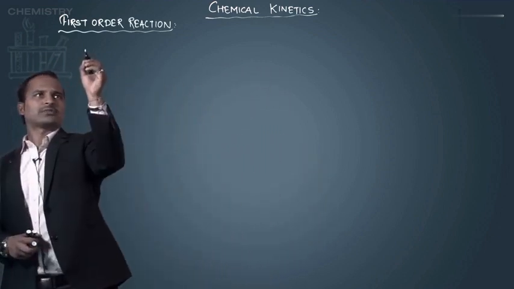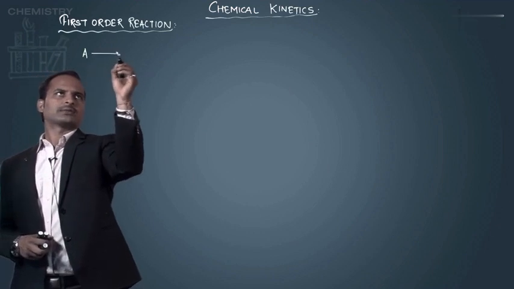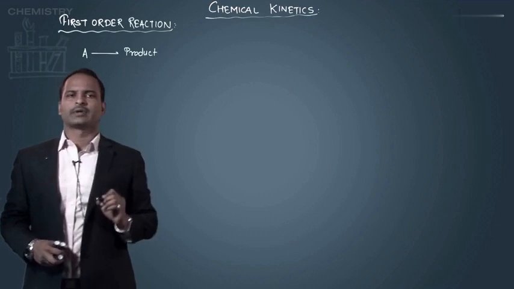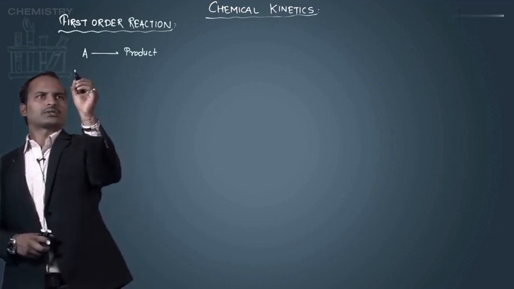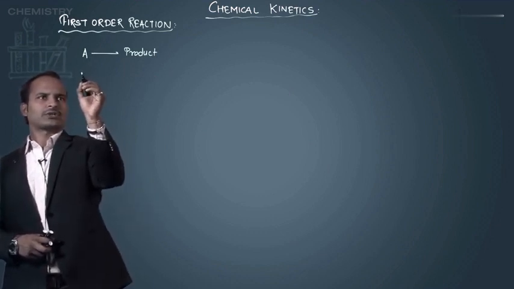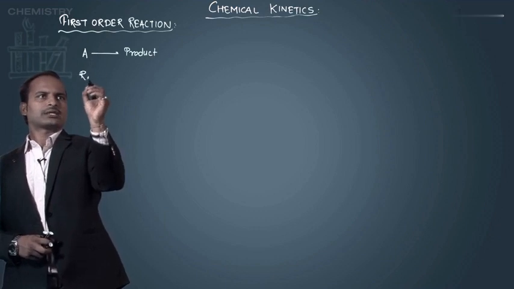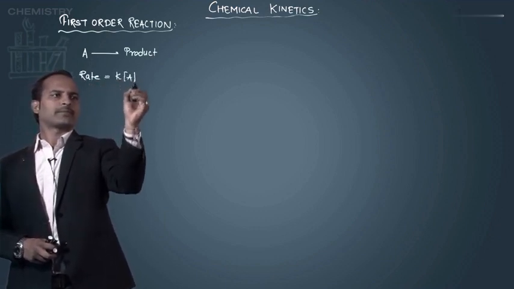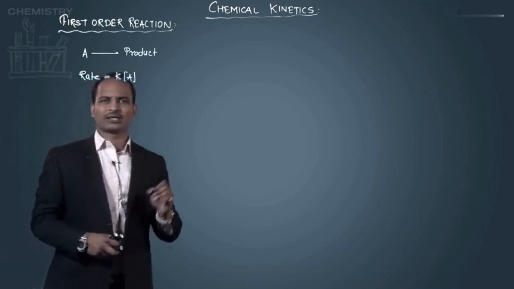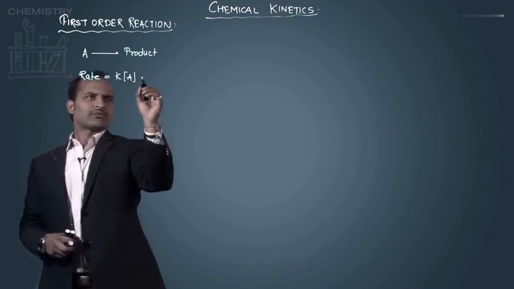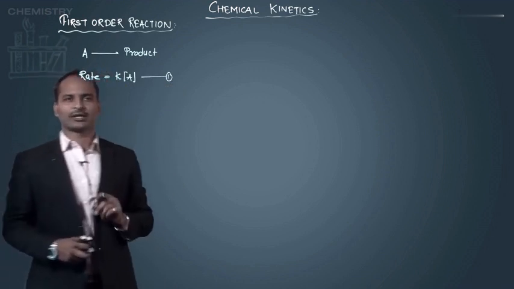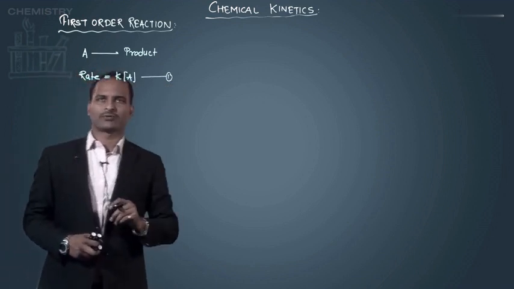For example, suppose I am saying A is giving product. If it is a first order reaction, then I can say that rate is equal to K into molar concentration of A raised to 1. Let this be equation number 1. So here I can say rate is directly proportional to the concentration of only one reactant, that is A, and that too raised to power 1.